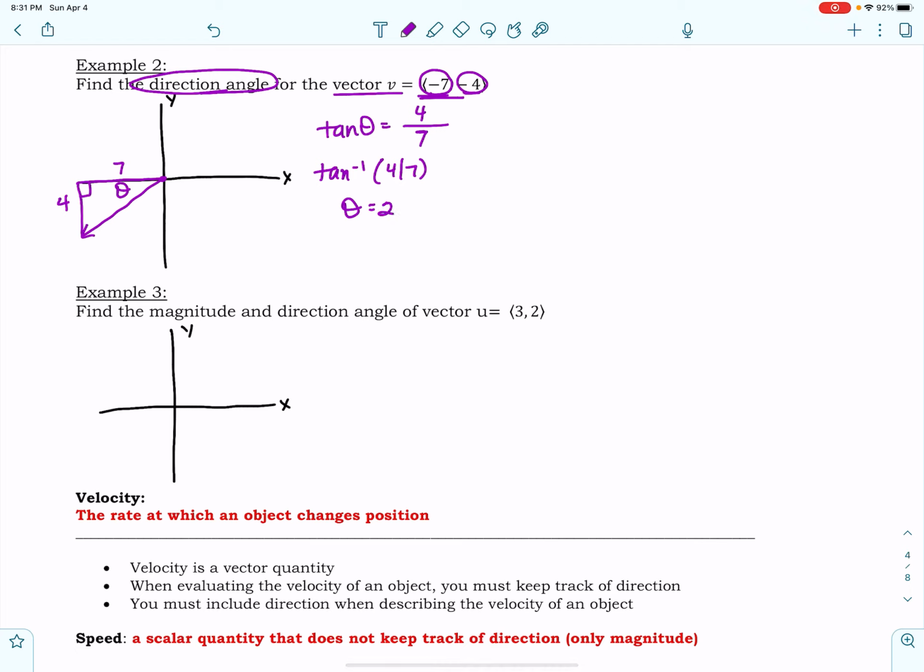And what you get is approximately 29.7 degrees. I want you to round these to 1 decimal. It will keep you sane. Okay, well, in theory. All right, so that is this angle right here.